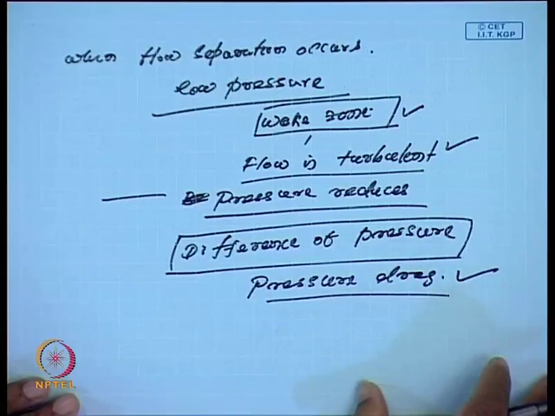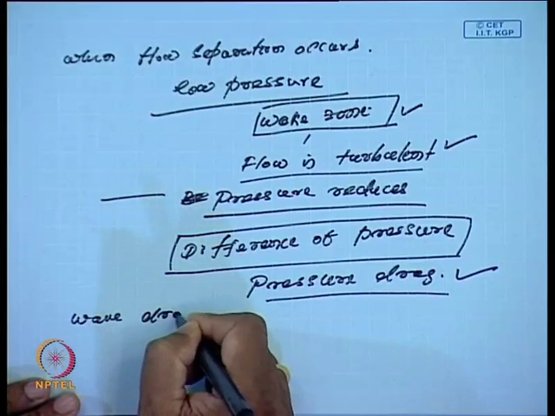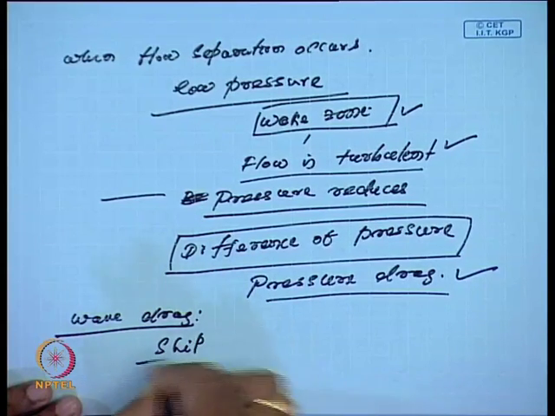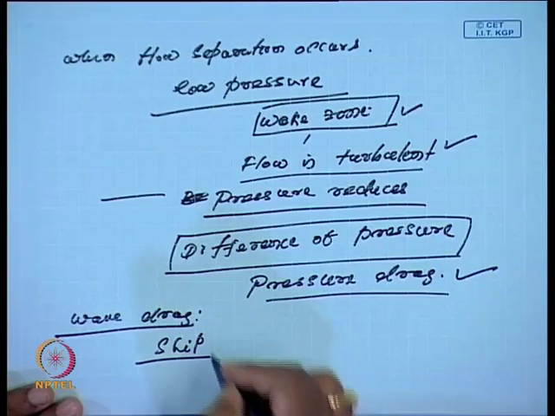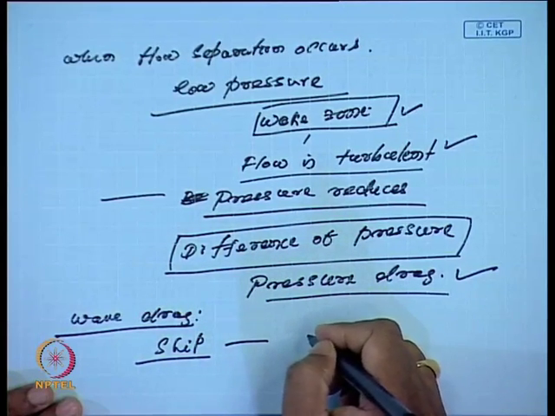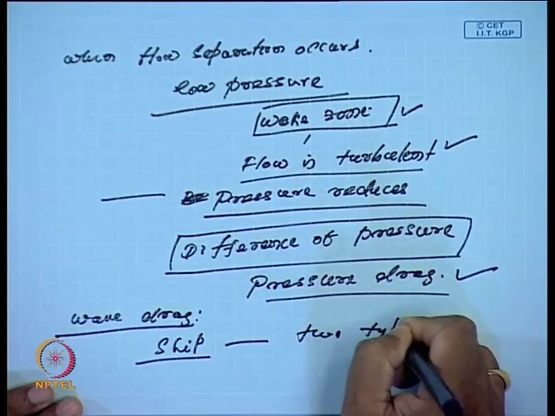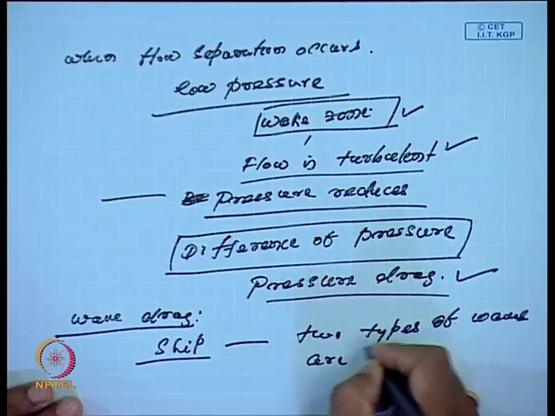Then another aspect is wave drag. What happens in this case? This happens particularly in the case of a ship, a body which moves partially immersed in the water and partially open. There are two types of waves produced; one wave is produced at the front.